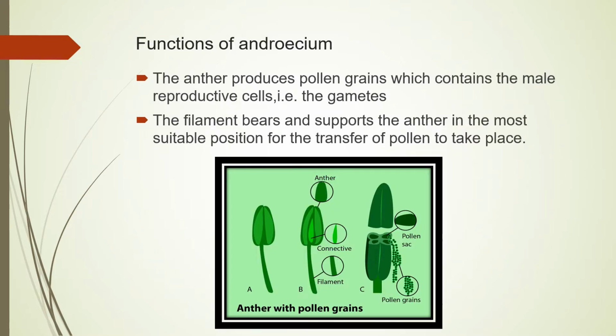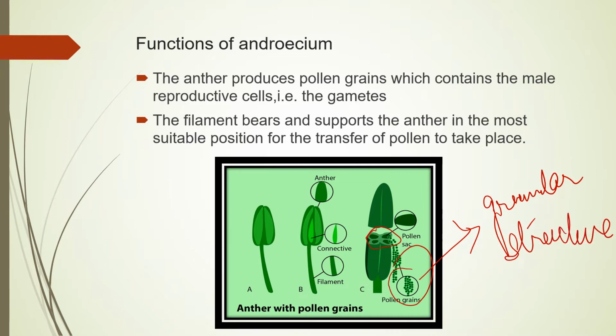We can see the functions of Androecium in this diagram. You can see the pollen sacs visible over here. So what are pollens? First let us understand what pollens are. Pollens are fine powdery granular structures. You can see these are pollen grains. They are present in the pollen sacs, or we can say that they are produced in the pollen sacs.